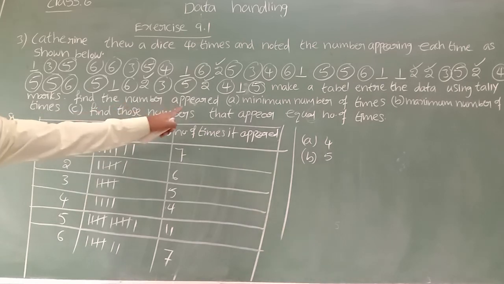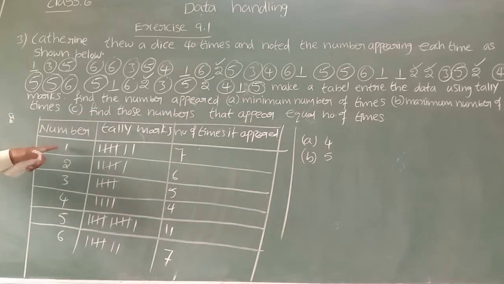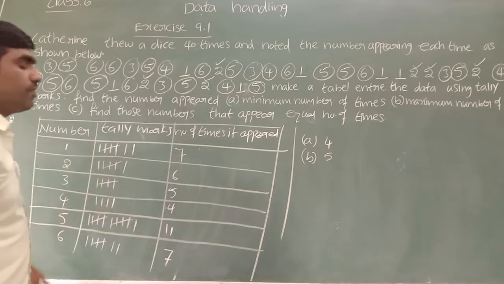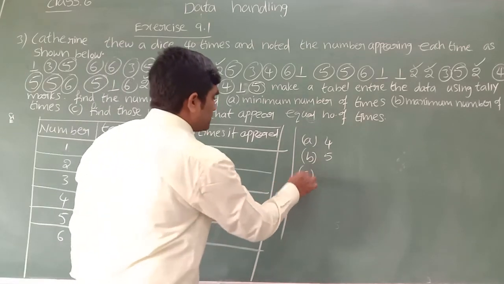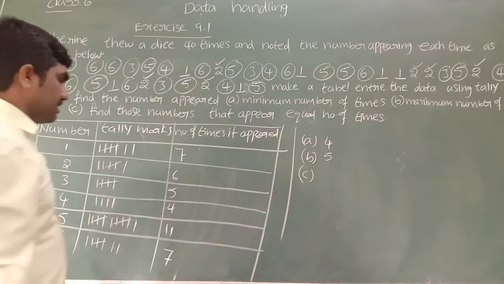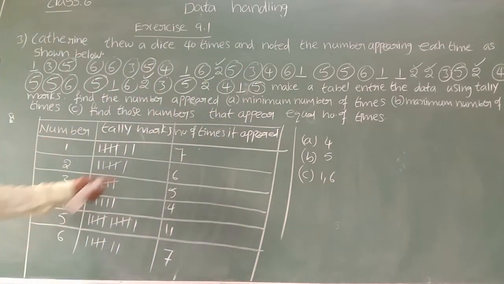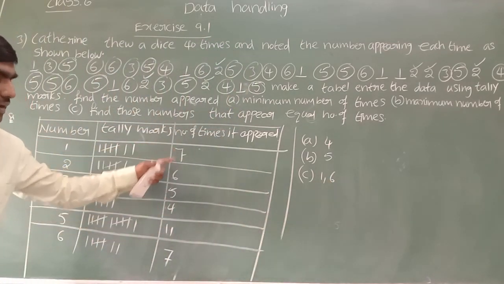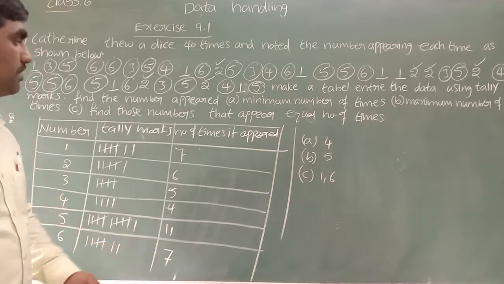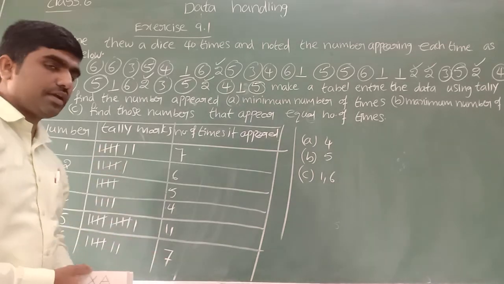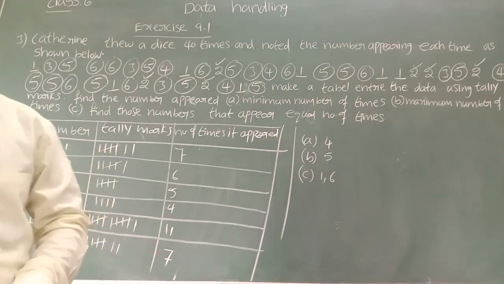Find those numbers that appeared an equal number of times. 1 appeared 7 times, 6 appeared 7 times. So these two are the numbers which appeared an equal number of times. We can write the answer 1, 6. Both appeared 7 times. That is the way you can arrange the information by using tally marks. Hope it is clear.